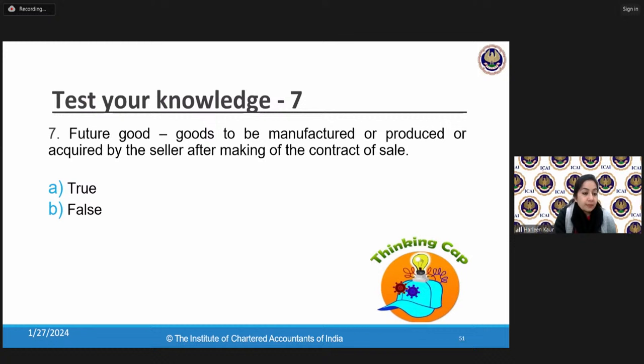Absolutely correct. Those who have given the answer true, true is the correct answer. Future goods will be acquired only after the contract is made. So, Skechers shoes, size number 7. Mr. Anand came to a shop. He said, I want to buy the shoes. Once he has made the contract of sale, then the future goods are to be manufactured. So future goods are absolutely coming into existence after the contract of sale is made.